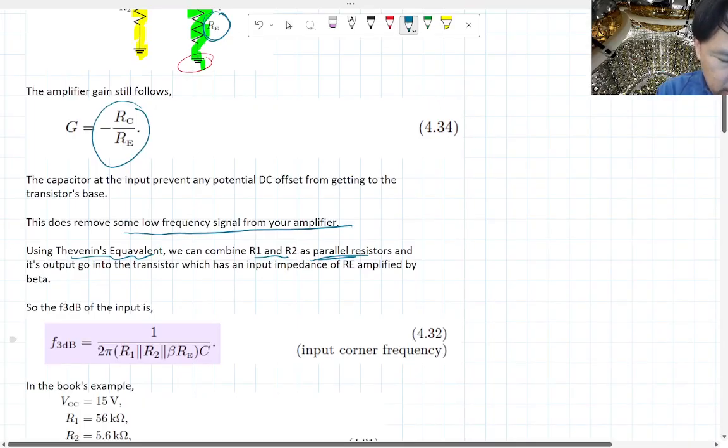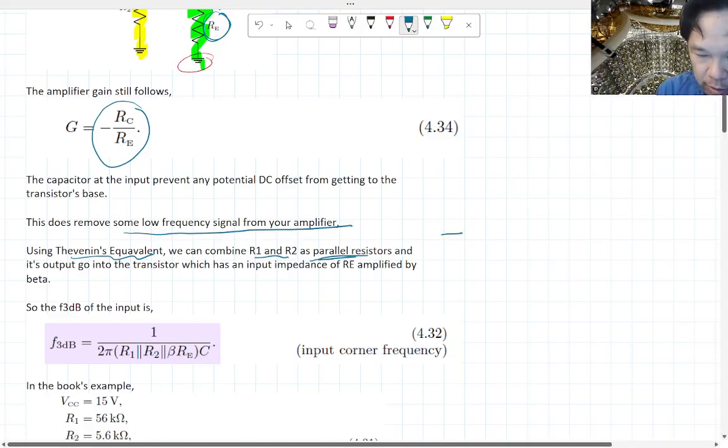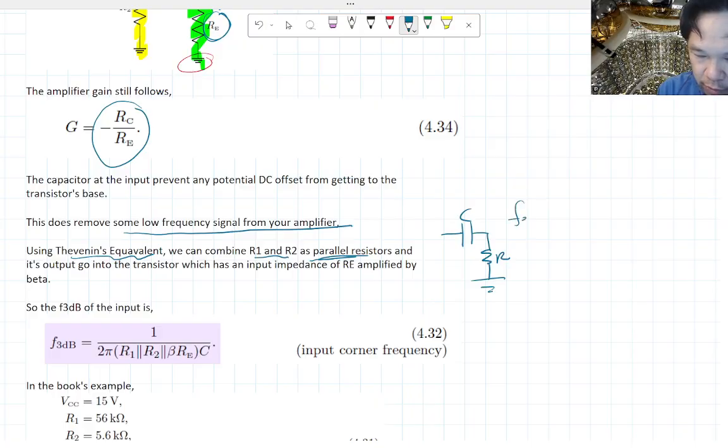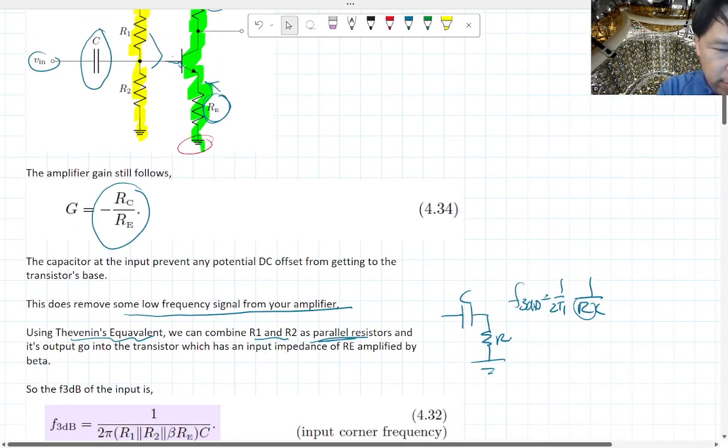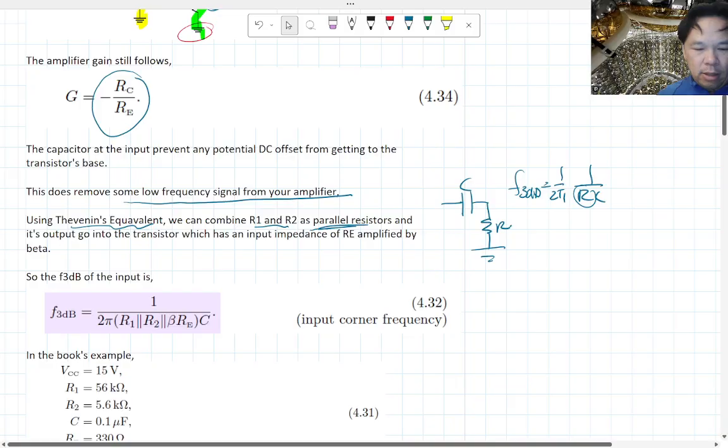So basically, if you want to calculate the F3 dB point of an RC circuit, let's go back just to make sure that we're okay. You have F3 dB equals 1 over 2 pi RC. But in this case, instead of having R, we have basically R1 parallel to R2 parallel to RE times beta, where beta is the factor of 100 you get from the transistor.